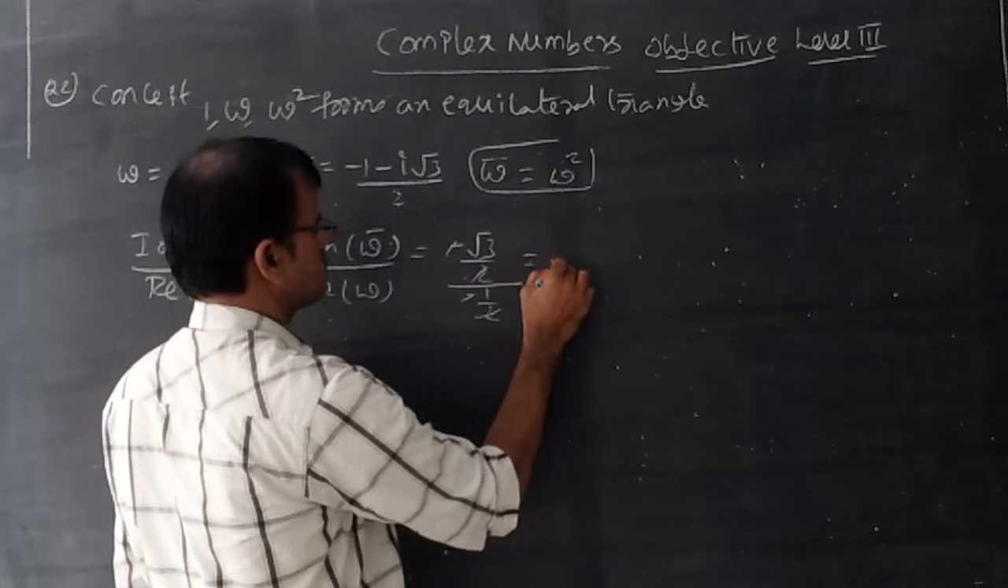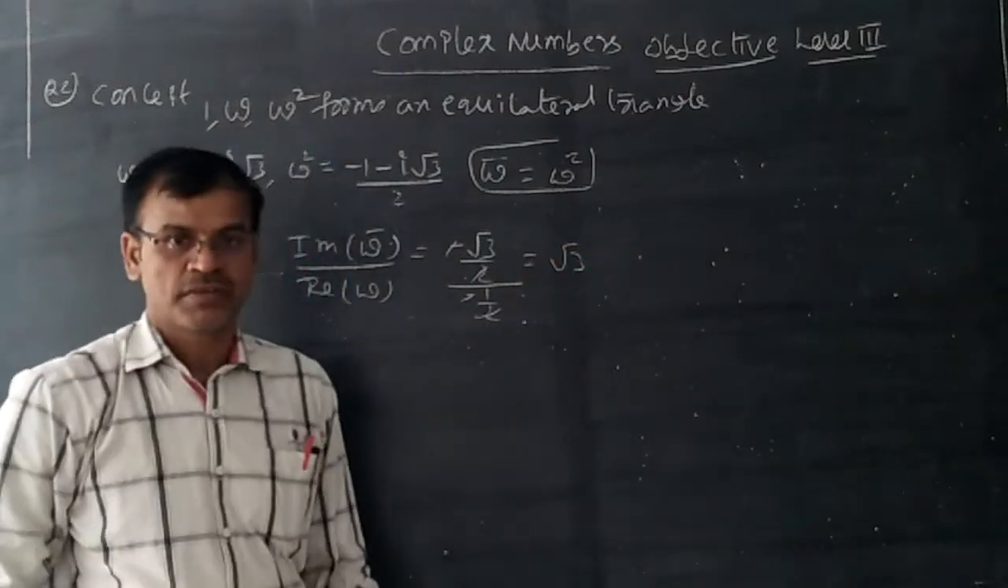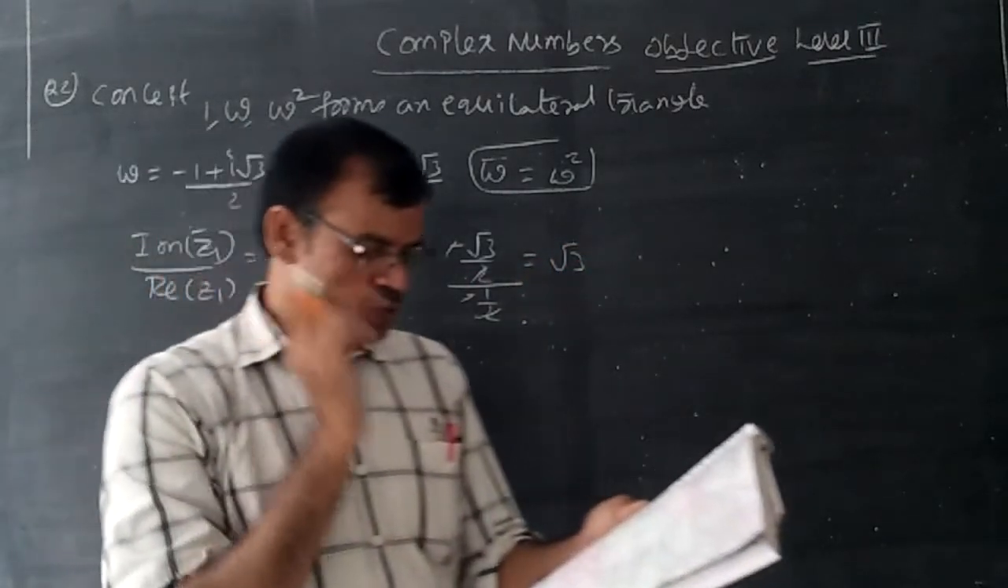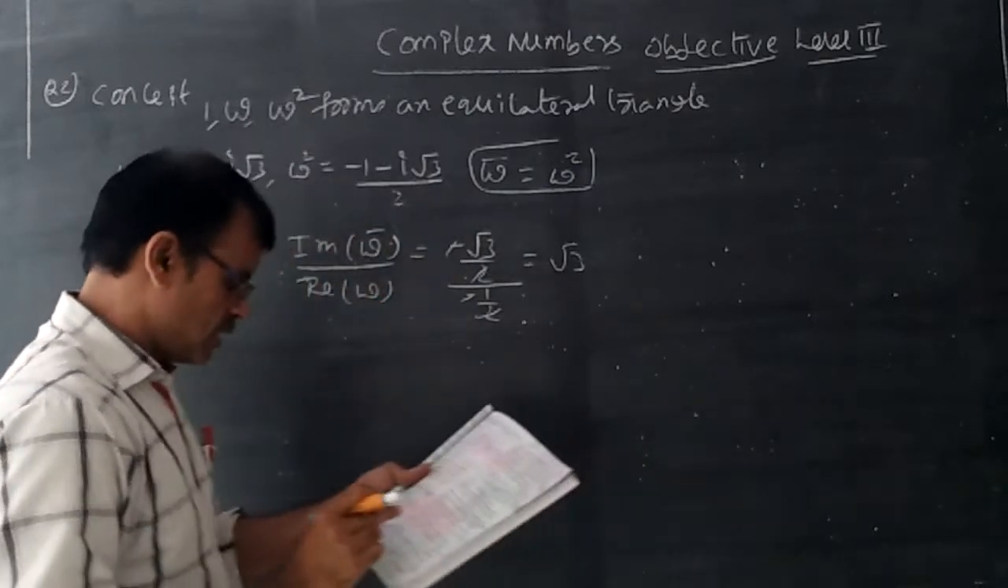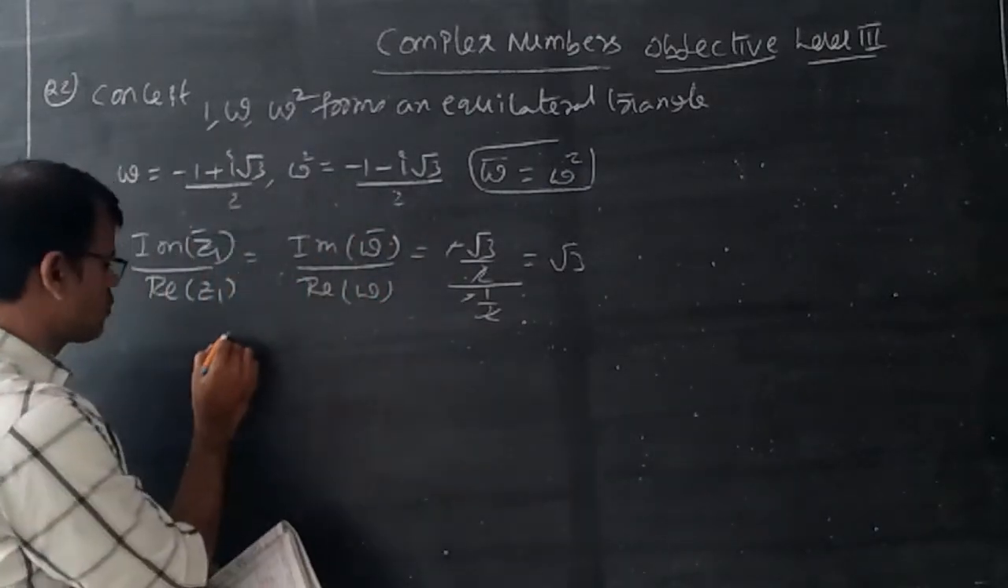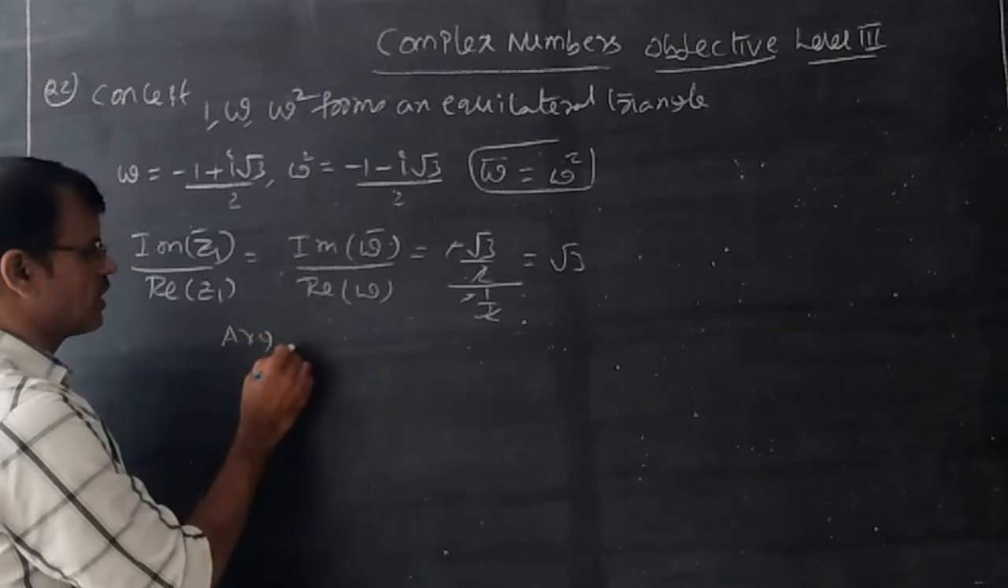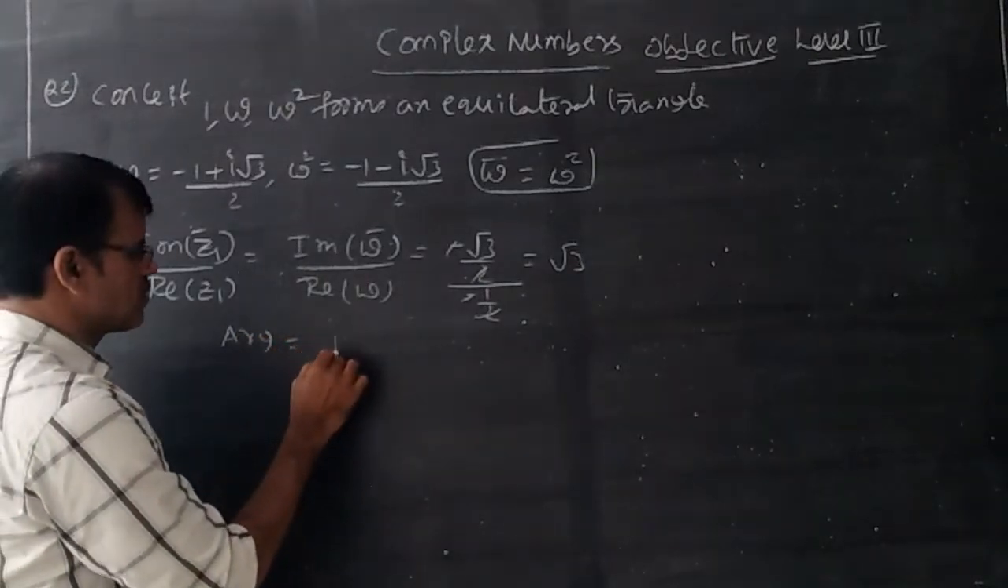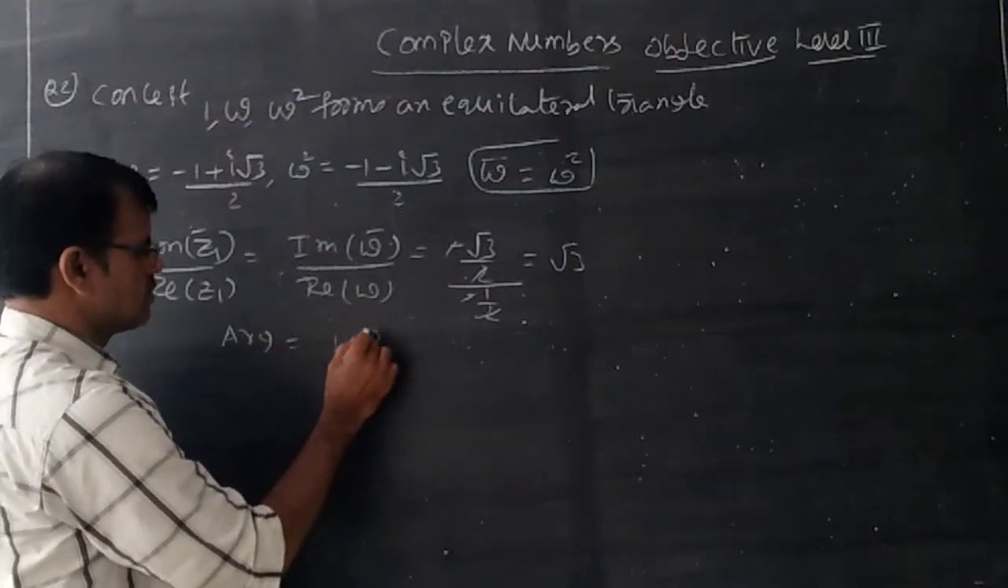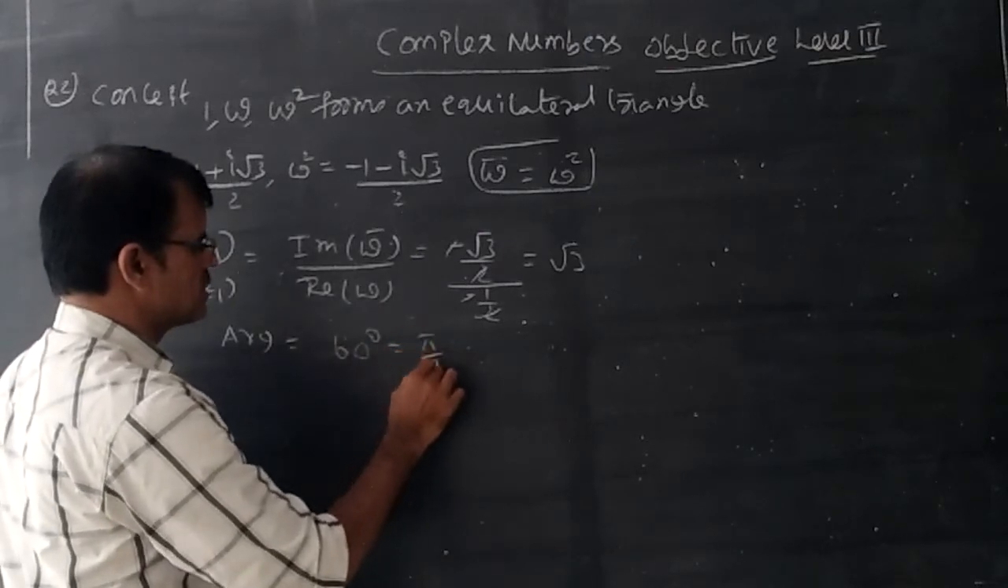2 gets cancelled, minus gets cancelled. This is root 3. So root 3 here relates to the number of sides of the polygon. Root 3 means you can understand the argument is equal to 60 degrees.